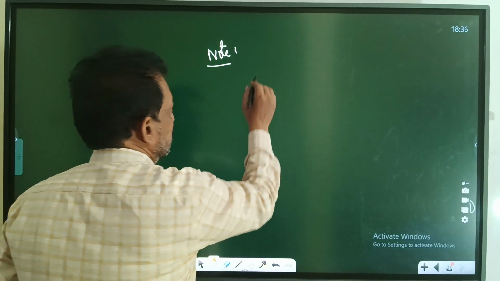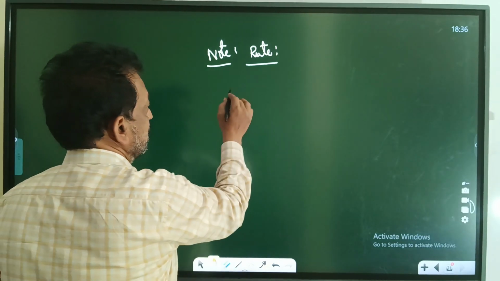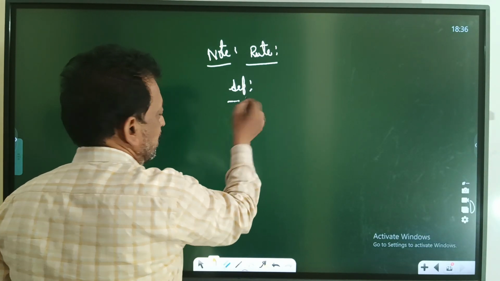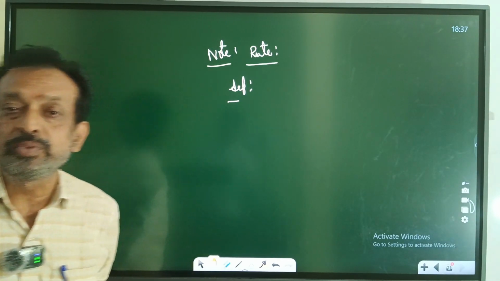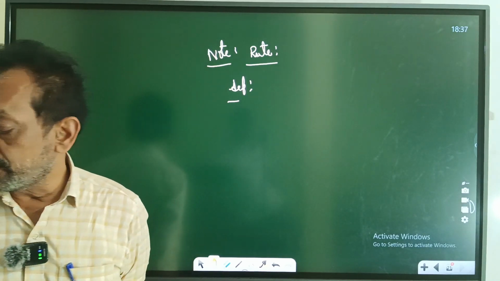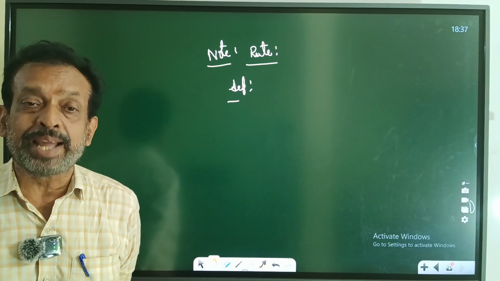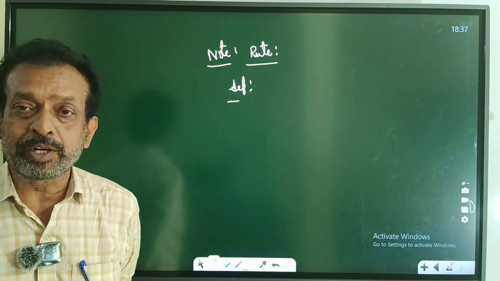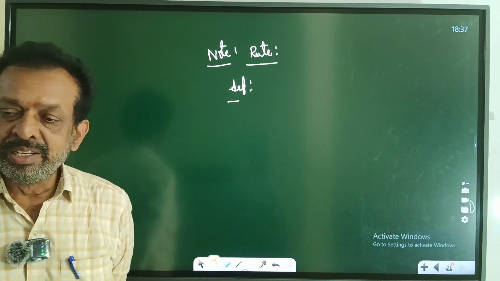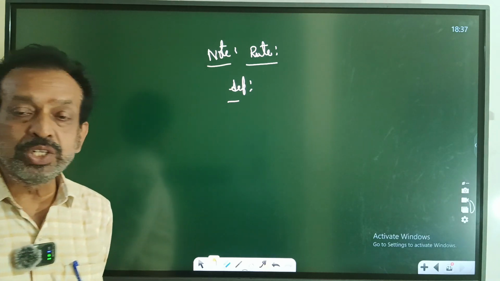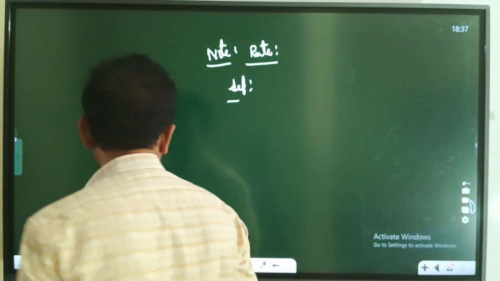In physics, the definition of rate: when we say rate, if anything is going to change with respect to time, it is called rate.